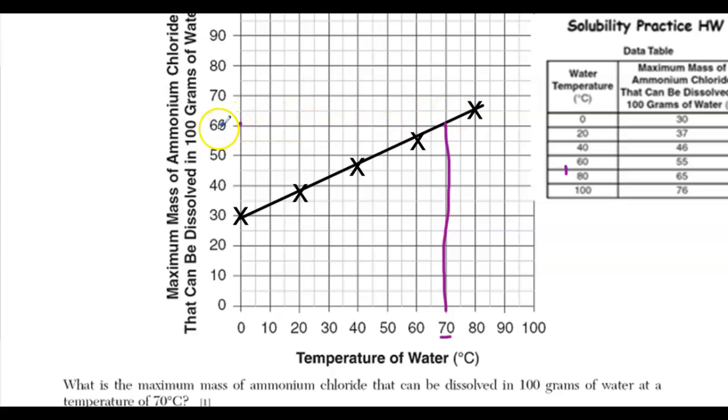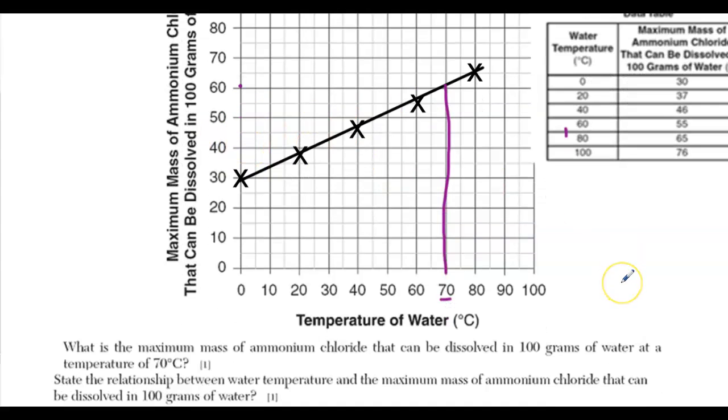So 61 grams dissolve at 70 degrees. What's the relationship? All right, let's think what happens as we change the x, or we change the value we call the independent variable. The one thing I'm controlling is temperature. So if I increase the temperature, what happens to the amount of material that dissolves?